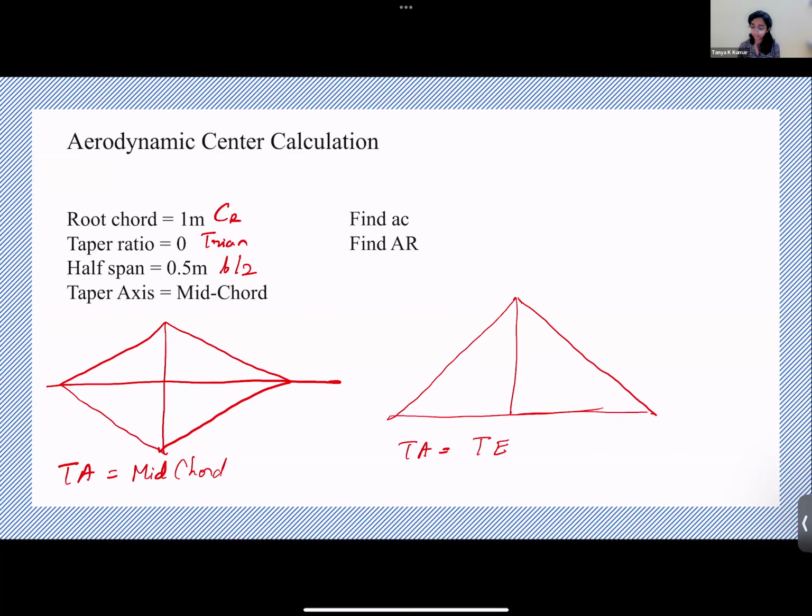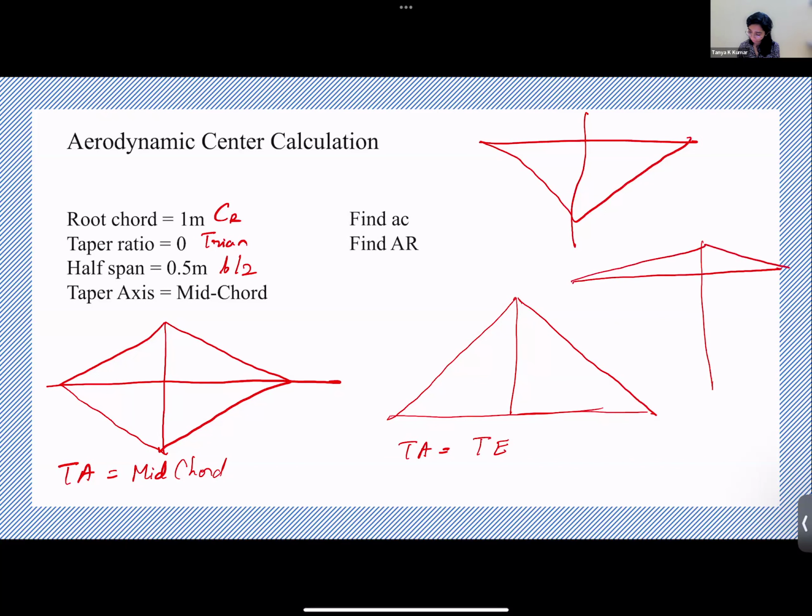Now, if the taper axis was leading edge, it would be something like this, correct? You can have other taper axes, for instance, quarter chord point. If this is your quarter chord, it would be something like this. These are all triangular wing shapes, but the taper axes are different for each of them. In our case, taper axis is mid chord. Now they've asked us to find aerodynamic center, so we need to find XAC, YAC, and the aspect ratio.